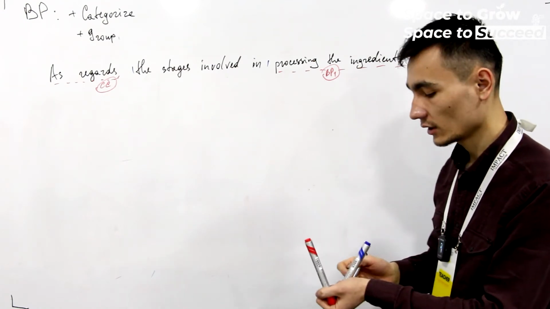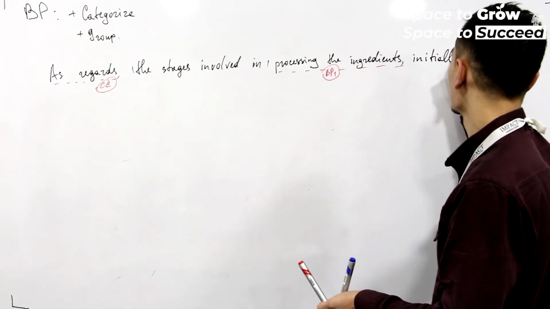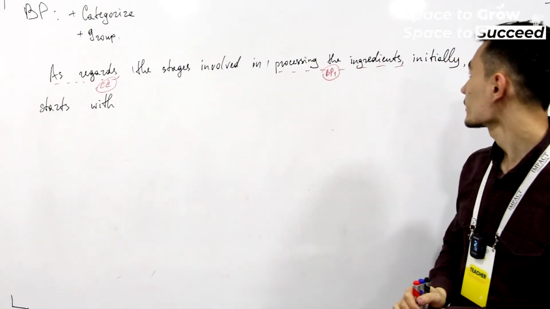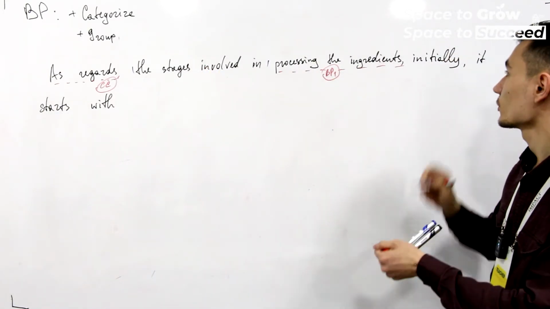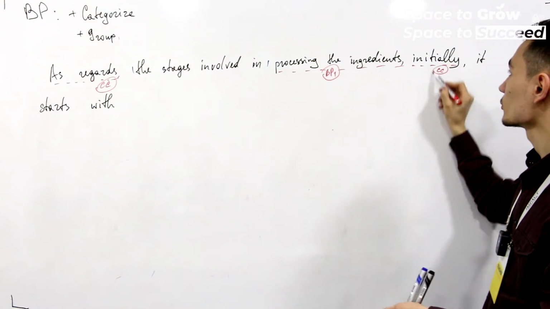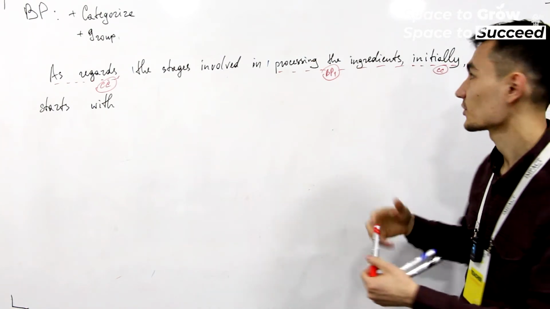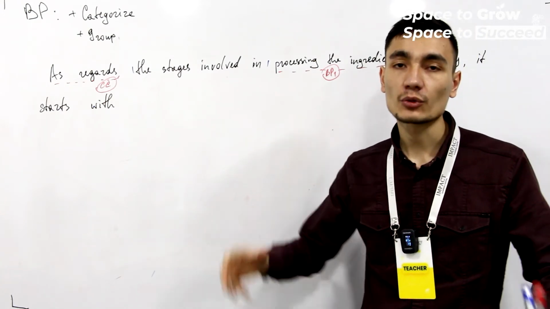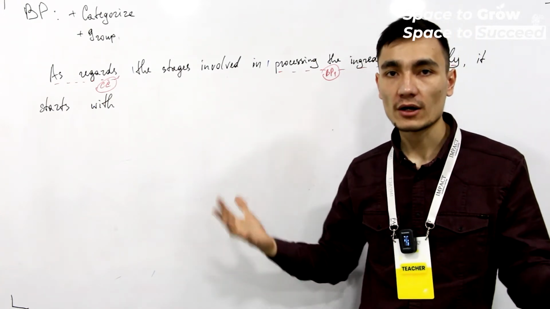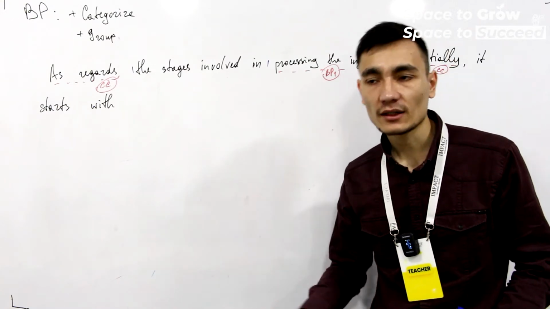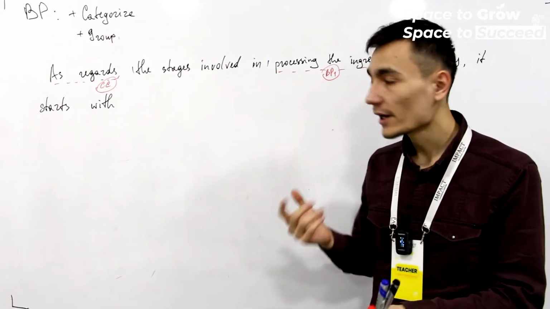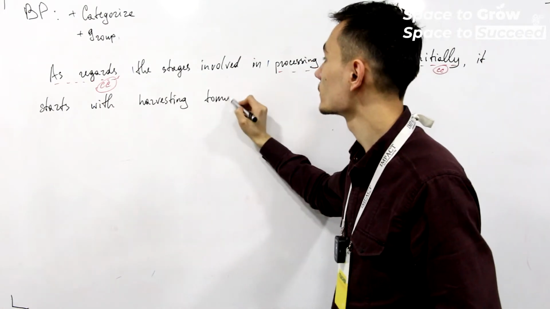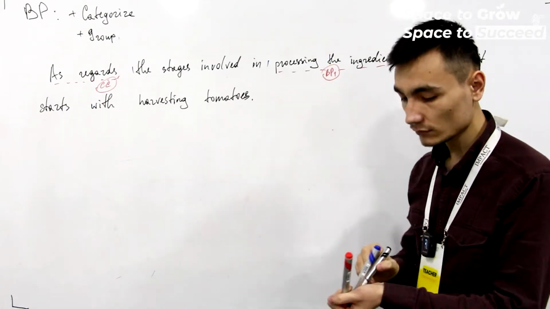We can say "initially, it starts with". So we wrote "initially" to increase our coherence and cohesion score again, to give steps, to give stages of something happening. It starts with what? They wrote, picking tomatoes and putting them in baskets. So we have to find a better version of this, which can be collecting, gathering, or a better structure, which is harvesting. Harvesting tomatoes. And we stop here.